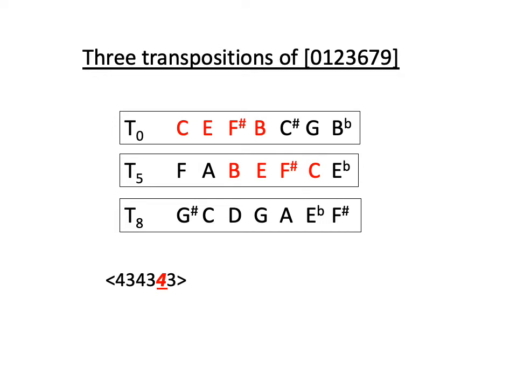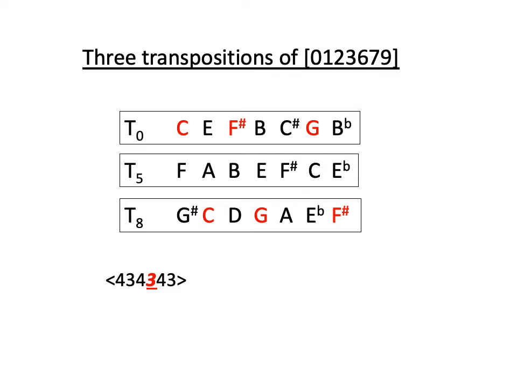So since the one transposition was T5, we'll look at the 5 spot on the vector, and we'll see that there's a number 4 there. I've got it bold-faced and underlined in the vector. That means there are going to be 4 common tones when we transpose it up 5 half steps. And if you look in the 2 sets at the top, you'll see that there are 4 letters written in red. Those are the common tones, right? It's showing that in T0 there's C, F sharp, E, and B. And in T5, when we go up 5 half steps, there is still going to be a C and an E and an F sharp and a B.